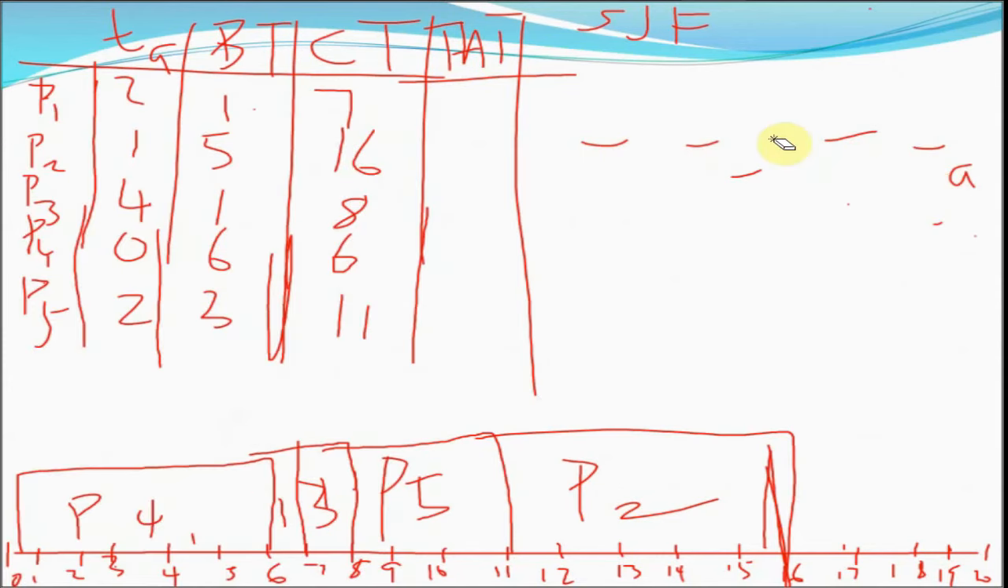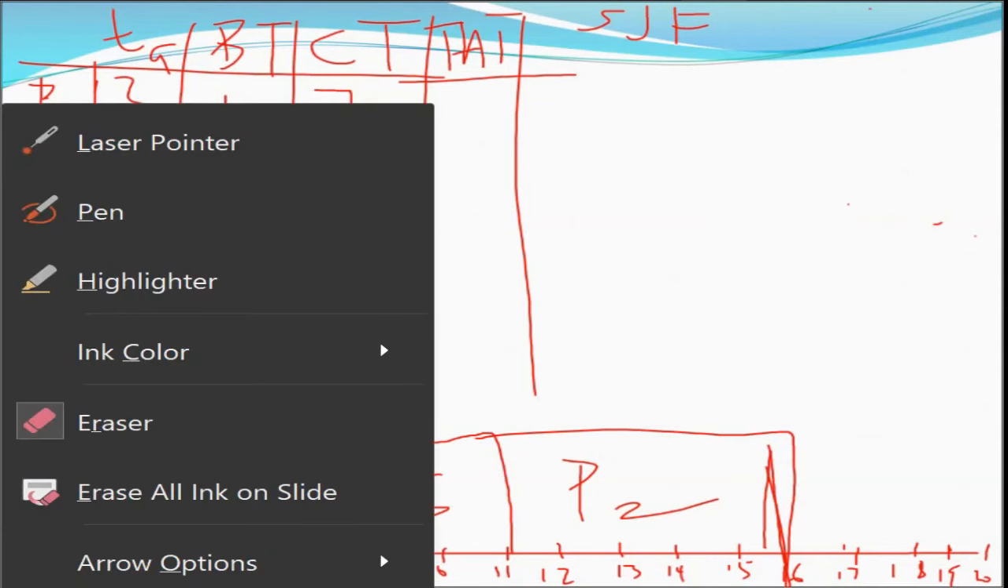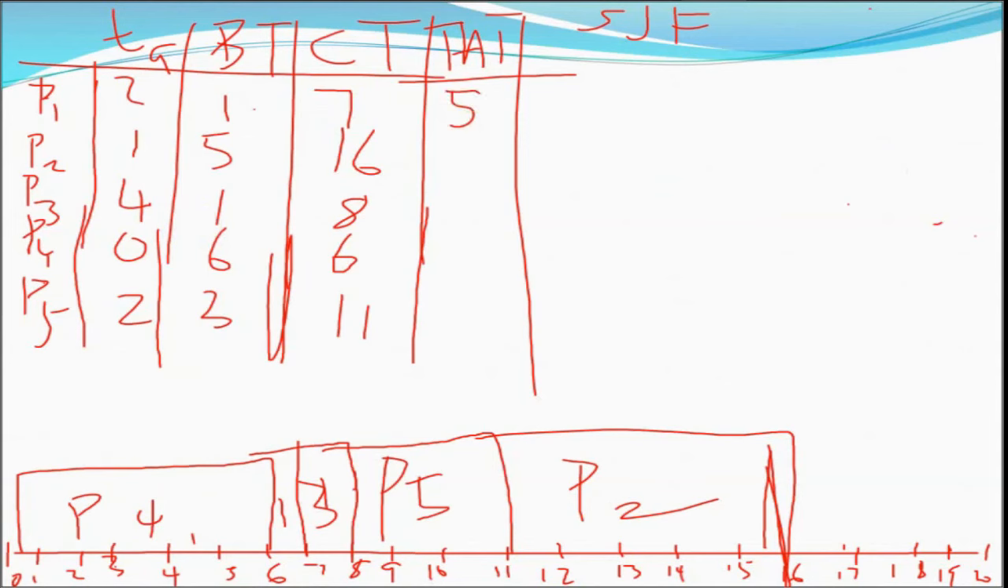We go on. So it means what? 7 minus 2 is what? 5. Then 15. 8 minus 4, 4. And then 6. And then 9.